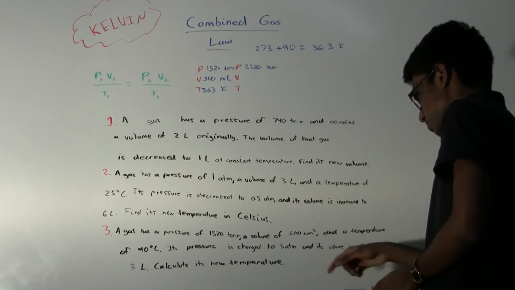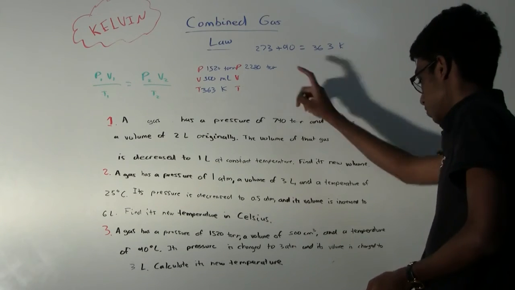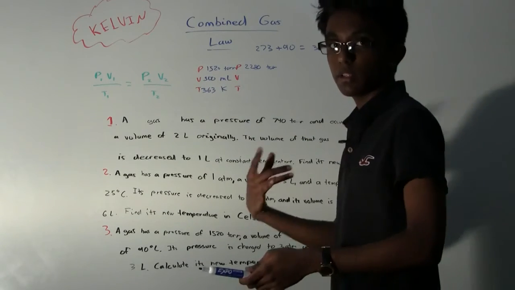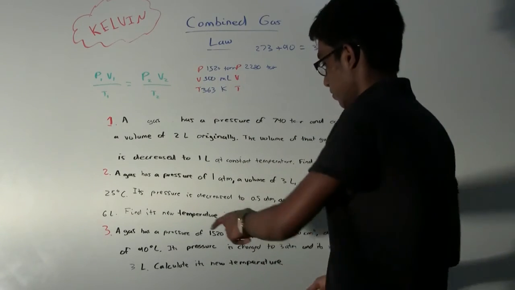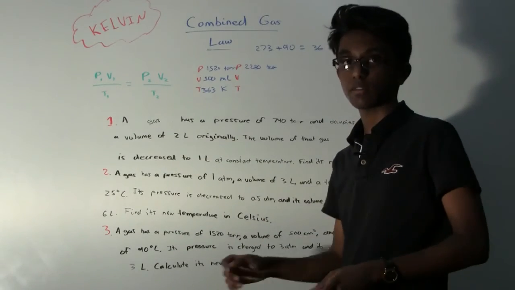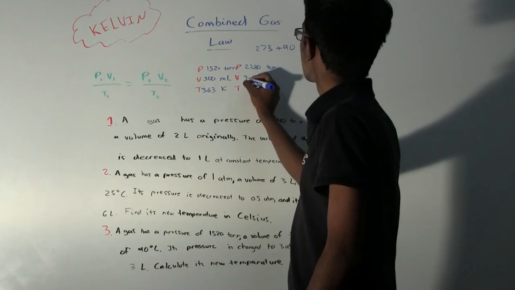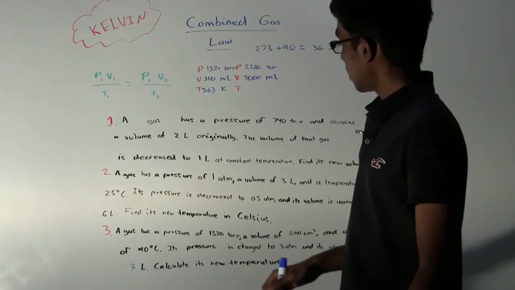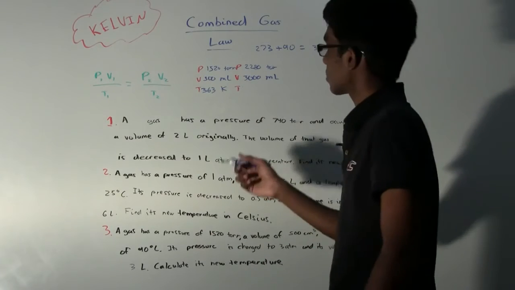So its pressure is changed to 3 atmospheres, which is converted to torr, and its volume is changed to 3 liters. Our original volume we had in milliliters, so we're going to have to convert our final volume also into milliliters. 3 liters is 3,000 milliliters.